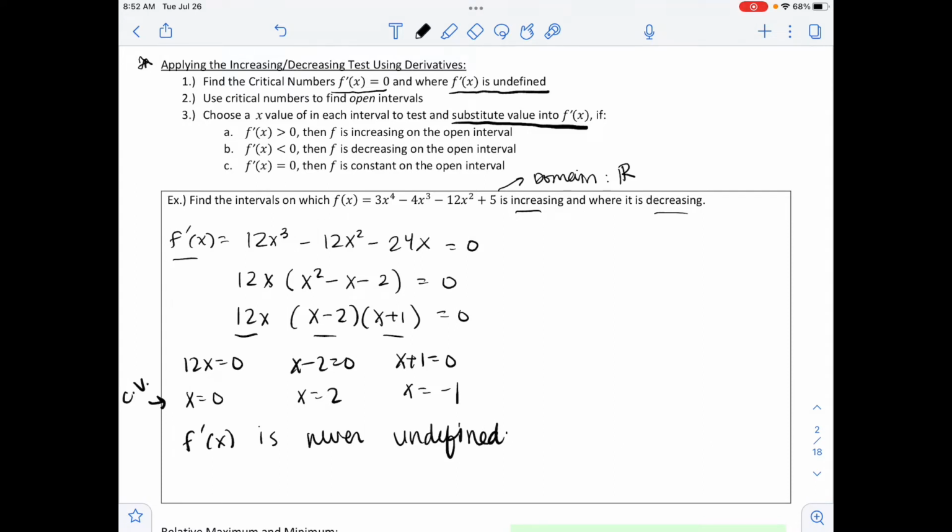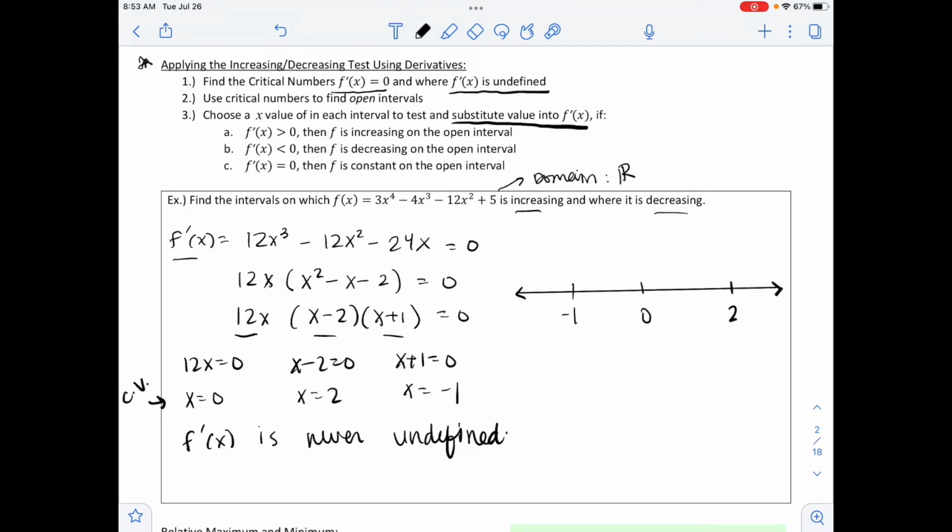So step 2 says use the critical numbers to find open intervals. And so since our domain was all real numbers, I'm going to go ahead and draw a number line here and put some arrow tips on the end. So it's all real numbers. If it is a limited domain, make sure you only look at that limited domain. Our critical values are -1, 0, and 2. And we need to test something in each of these intervals.